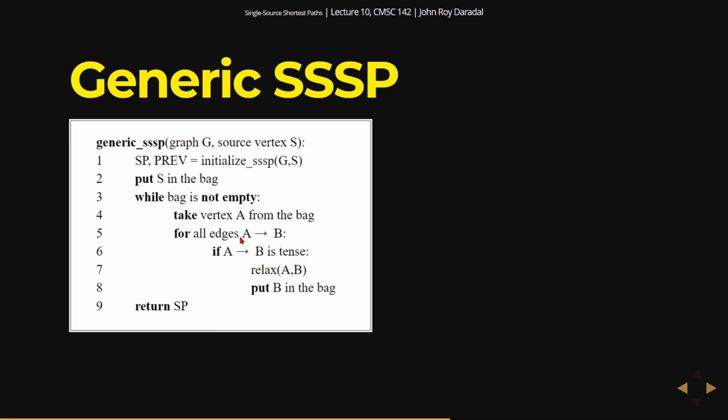And then for all edges from A going to some neighbor B, we will try to relax that edge if it is tense. Meaning you can improve the vertex B's shortest path length. So we'll relax A, B, and then put the neighbor B in the bag as well, and continue this until the bag is empty. After that, we've already found our shortest path lengths.